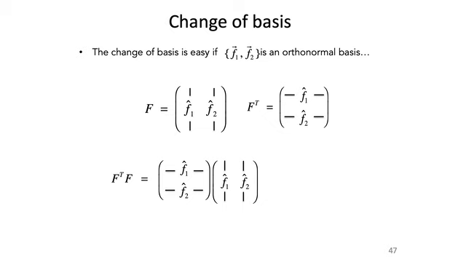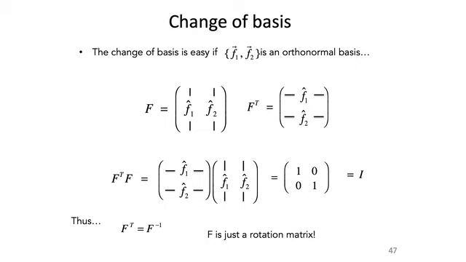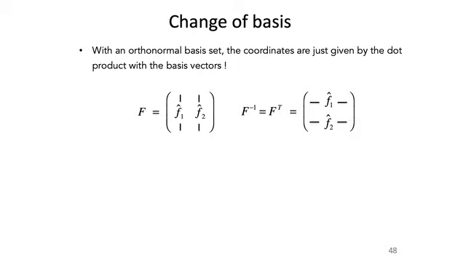Good, because F1.F1 is 1, F1.F2 is 0, F2.F1 is 0, and F2.F2 is 1. So that's equal to the identity matrix. So F transpose equals F inverse. If the inverse of the matrix is just its transpose, then that matrix is a rotation matrix. So F is just a rotation matrix. All right, now let's see what happens. That means the inverse of F is just this F transpose.